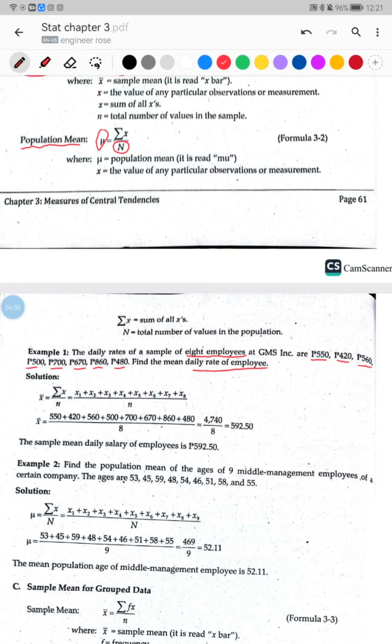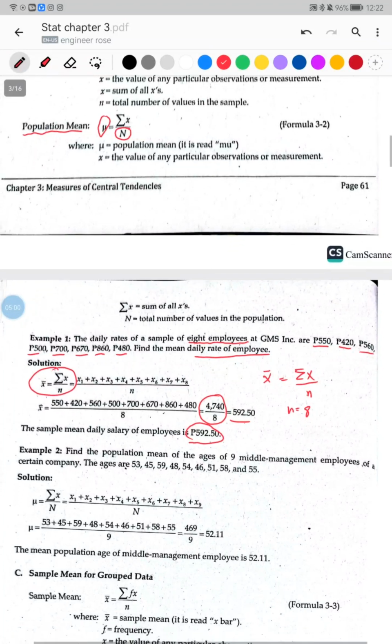So, that is the sample formula: x bar equals the summation of x over n. All the given daily rates of the 8 employees, you add them all: 550 plus 420 plus 560, 500 plus 700, 670, 860 plus 480. Then n is the number of employees, which is 8. So, divide by 8. Adding them, the result equals 592.50. So, the sample mean daily salary of the employees is 592.50 pesos.